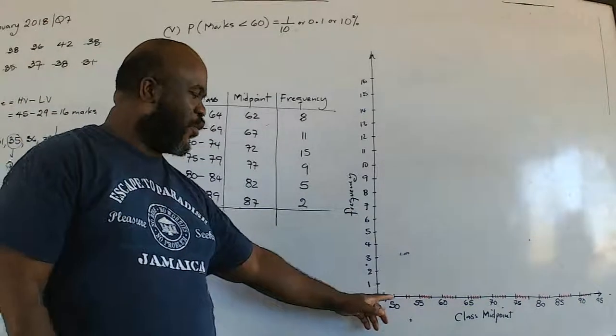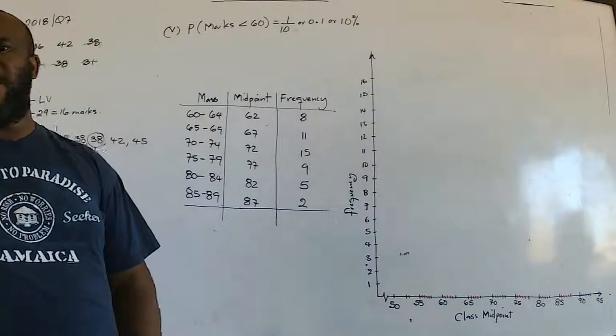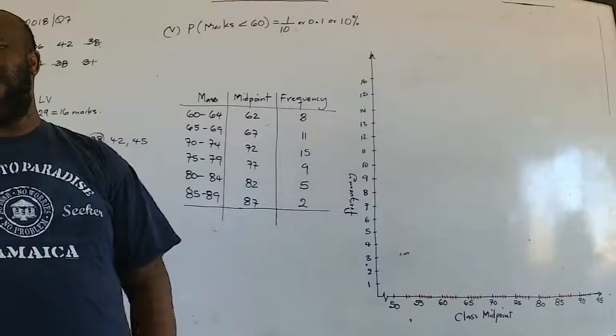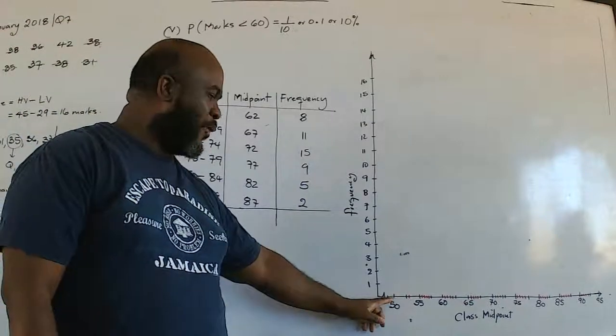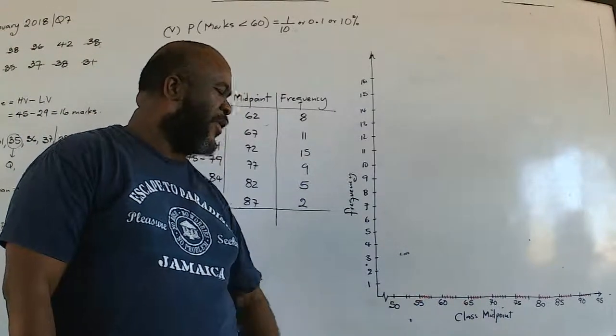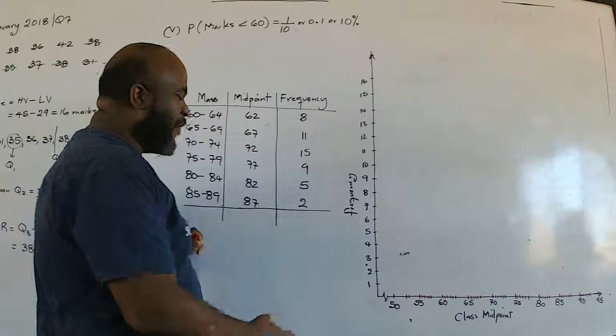Now let me ask you this. Down here, it's 2 centimeters to 5 units. What is the value of the minor divisions?